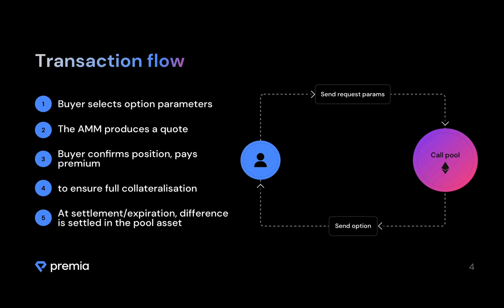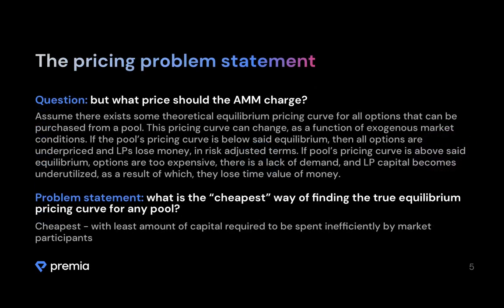But anyway, the key question is, once the parameters are sent to the AMM, what price should be charged for any given option? And in order to tackle this problem, we first have to assume that there exists some theoretical equilibrium pricing curve for all options that can be purchased from a given pool. And the thing about this theoretical curve is that it can change as a function of exogenous market circumstances and other conditions. But if the pool's pricing curve is below said equilibrium curve for any given input value, then all options are underpriced and LPs lose money in risk-adjusted terms.